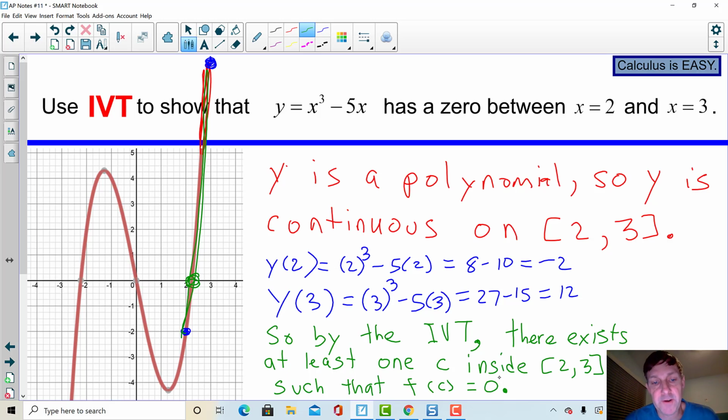So we want to write out our final answer. We're going to say, so by the intermediate value theorem, and I'm just abbreviating it, there exists at least one spot, we're calling it C, that's inside of that interval from 2 to 3, such that f of c is 0, which means the height is 0, the y value is 0.